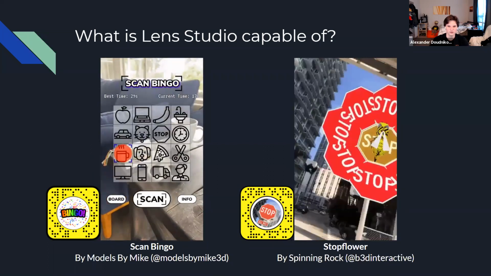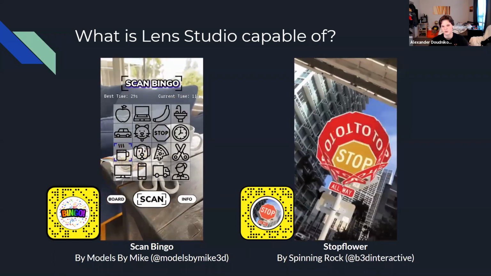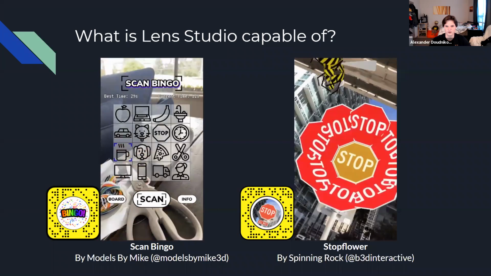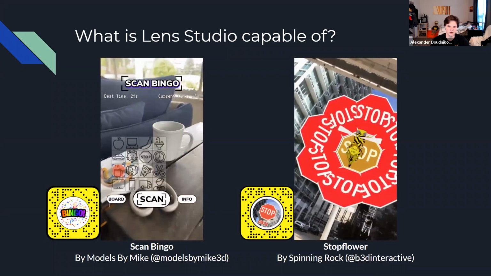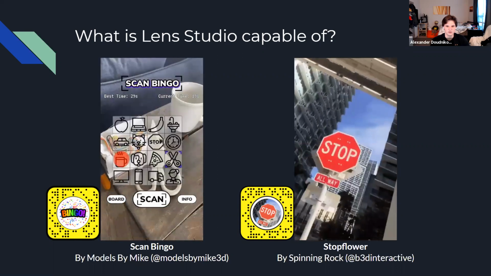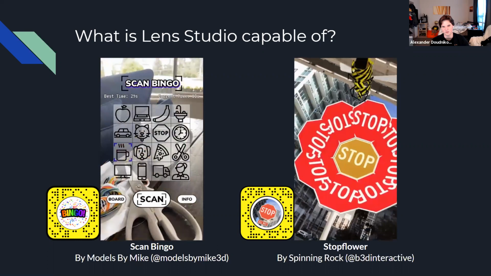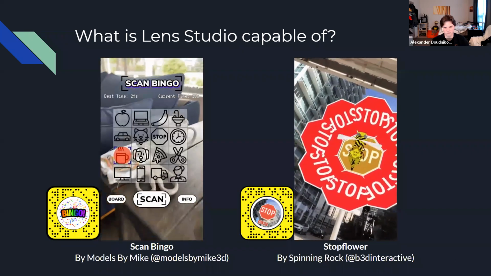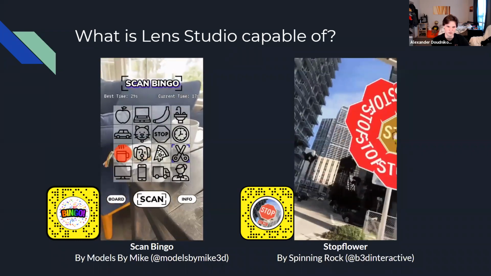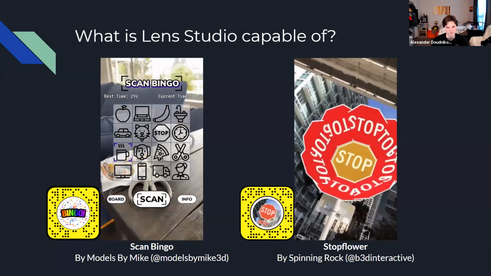And the one on the right is more of an artistic piece. It's called Stop Flower by Spinning Rock Studios, where it uses a marker like we'll create today later to find a stop sign and trigger this experience where it folds out the stop sign and then this bee comes in and lands on it. And that's just like art. The one on the left is like major programming. The one on the right is just a lot of art and asset creation.